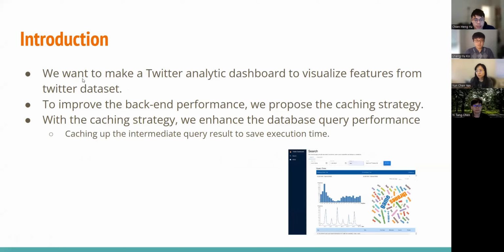Our project is about making a Twitter analytic dashboard to visualize features from Twitter datasets. To improve the backend performance, we propose the caching strategy. With the caching strategy, we enhance the database query performance by caching the intermediate query result to save execution time. And this is what our website will look like.